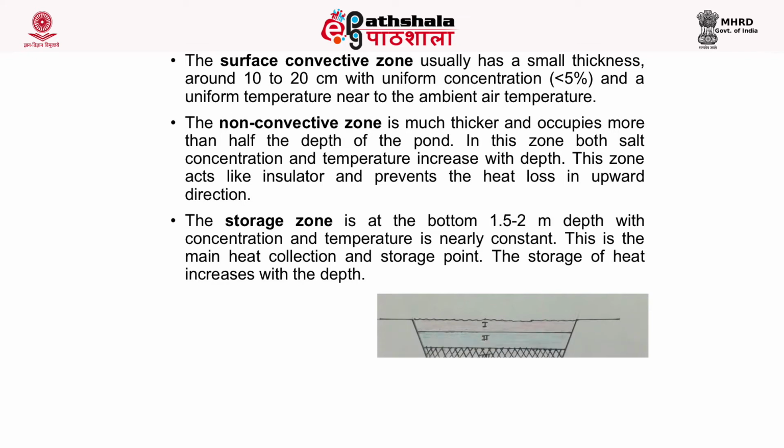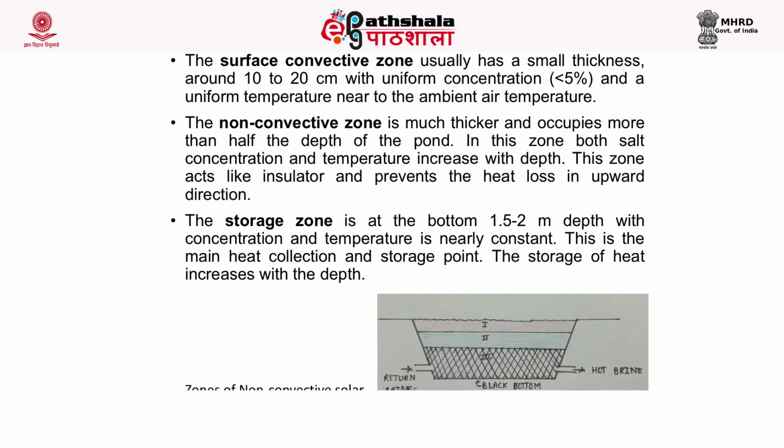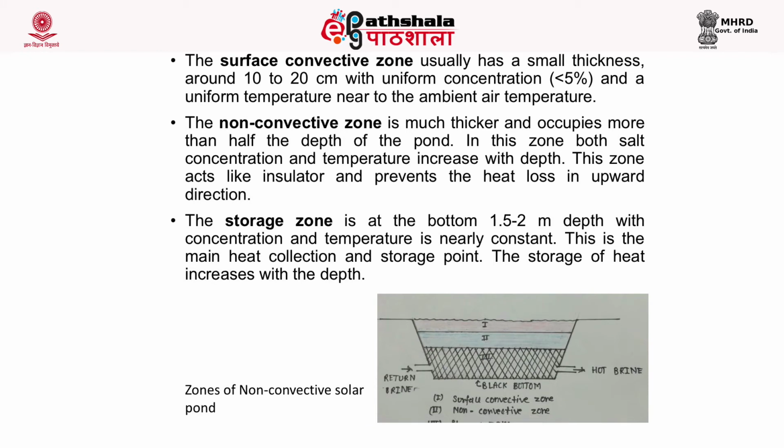You can see in this figure 1, 2, 3. The 1 is the surface convective zone, 2 is the non-convective zone and the third one is the storage zone. You can see the thickness increases from the first to the third zone. The non-convective zone is much thicker and occupies more than half the depth of the pond. In this zone, both the salt concentration and temperature increase with depth. This zone acts like an insulator and prevents heat loss in the upward direction.